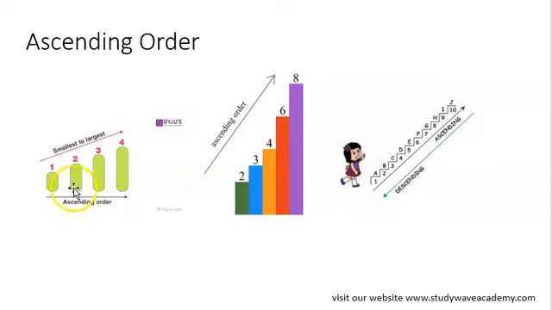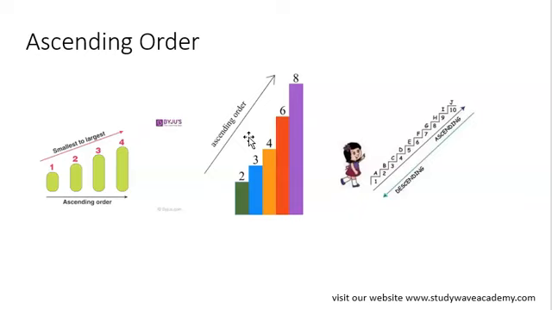Just like the image we have here, we can see 1, 2, 3, 4. We arrange the numbers from the smallest to the biggest. Also here, 2, 3, 4, 6, 8. It was ascending, going up. So ascending order is arranging numbers from the smallest to the biggest. Ascending order is going up.